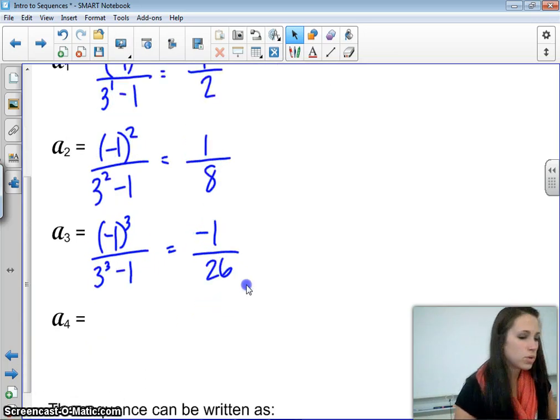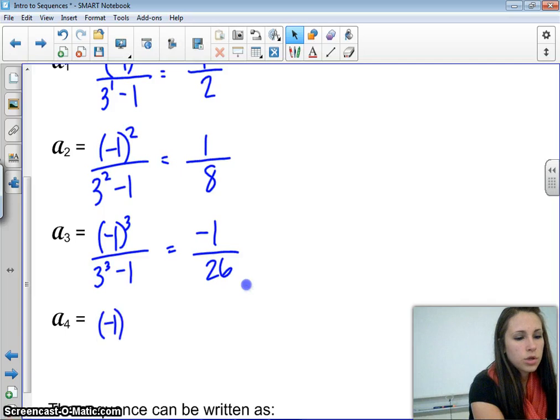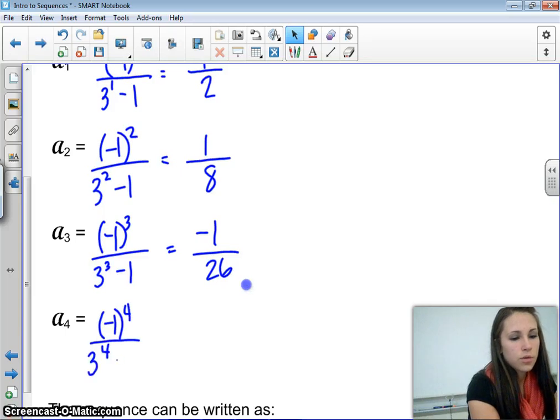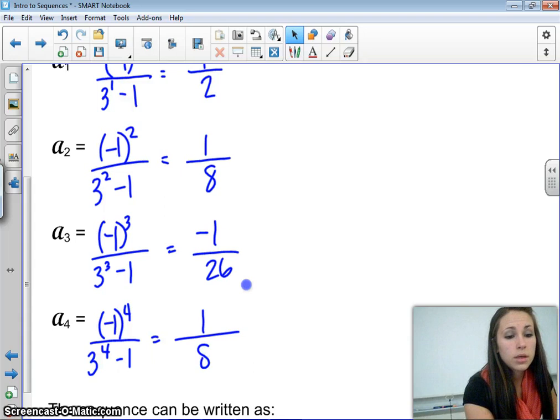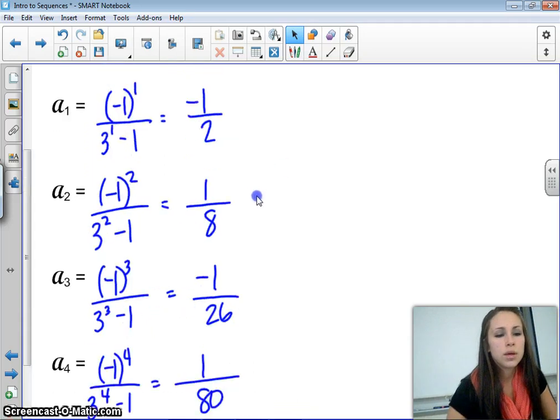And then my last one, -1 to the fourth over 3 to the fourth minus 1. And so -1 to the fourth would be a +1, over 3 to the fourth, which is going to be 81, minus 1 would be 80. And so this would be my sequence.